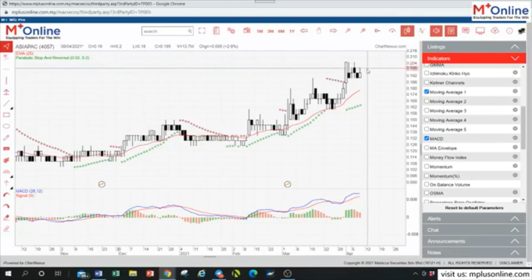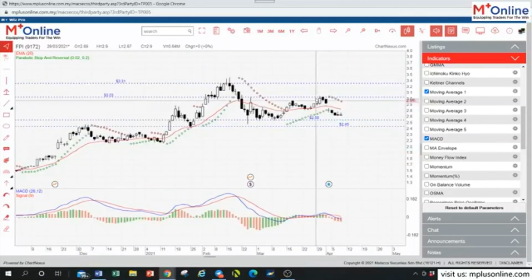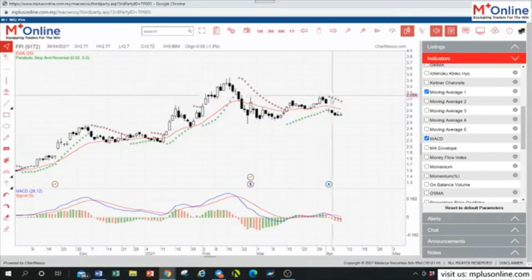Okay, so I'm going to take this last one from Samsung on FPI. FPI wise, we can see the price broke below the parabolic SAR, which tells us it turned into a sell signal right over here at 2.78 ringgit. Unless we see a very strong rebound and break above the 20 days moving average and the parabolic SAR, otherwise the price might continue going down slowly.